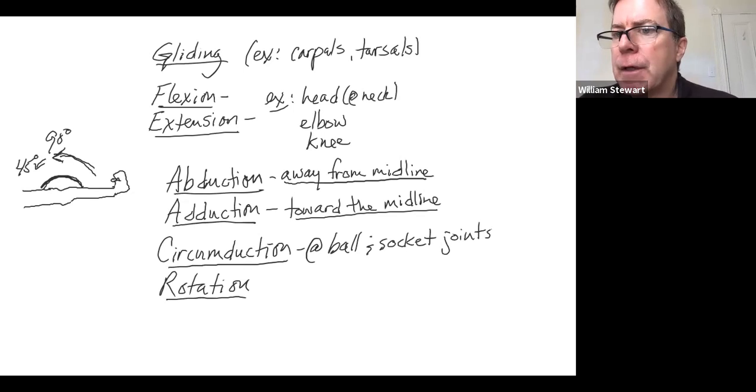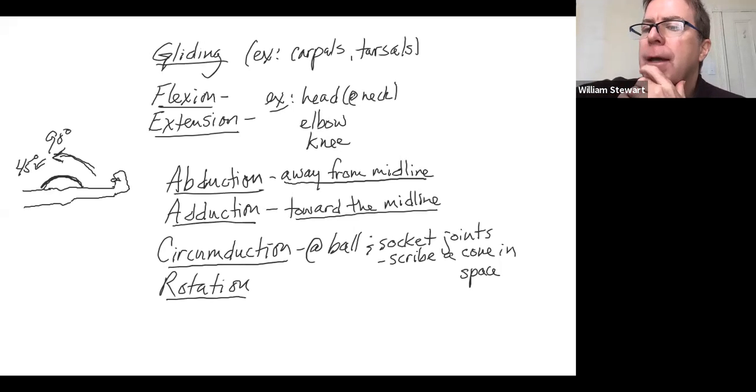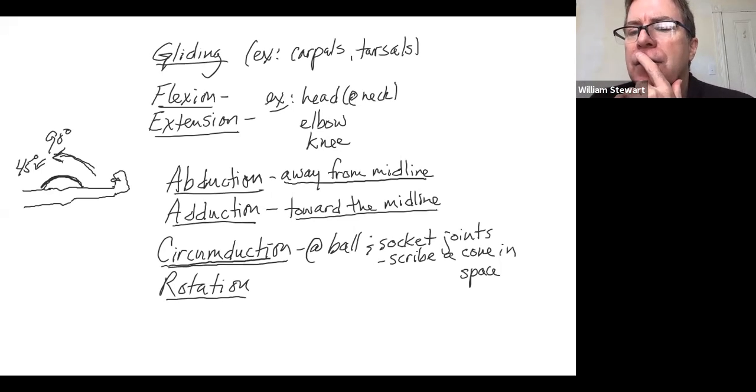And what we do is we scribe a cone in space. I know you're probably thinking, what does that mean? Hold your right arm straight out so that it's perfectly straight. And then if you rotate at your shoulder, making your distal hand create a circle in space, like you're doing warm-up circles with your arms to heat up your shoulders, that's circumduction. We can do it at ball and socket joints.